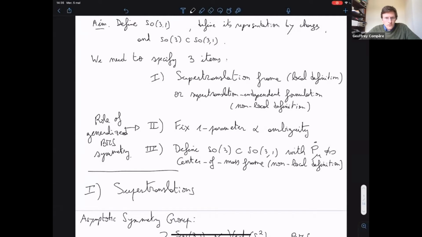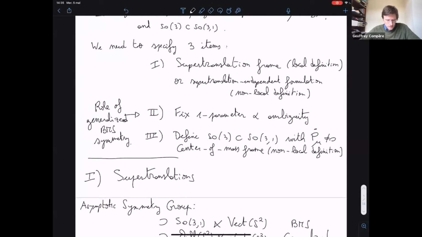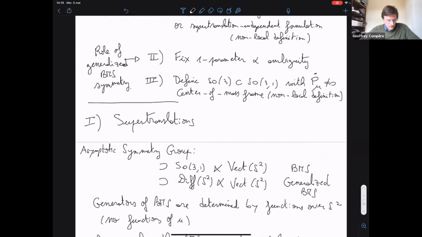So to go to the center of mass frame, it's not totally obvious because the momentum is changing with time, because it's not conserved. It evolves, there is a loss, the Bondi loss. So that requires some thoughts as well. Okay.